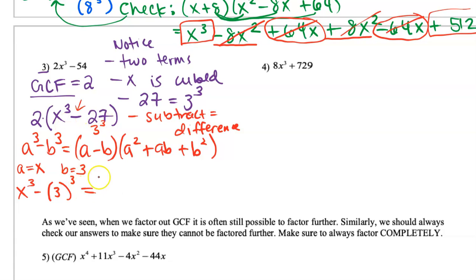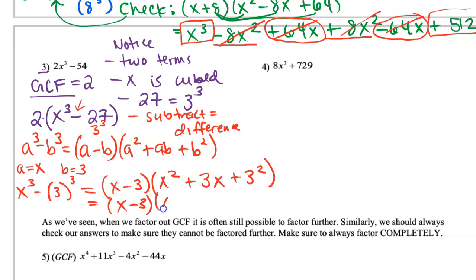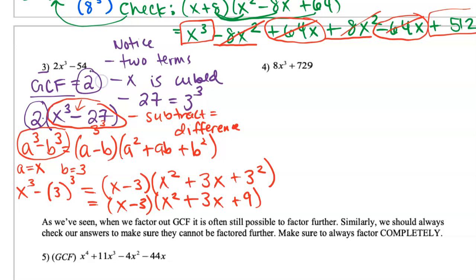So, according to my difference of cubes, a minus b would be x minus 3. A squared would be x squared. ab would be x times 3, but we write that as 3x. And then I'd have 3 squared. So that would be x minus 3, x squared plus 3x plus 9. That's the difference of cubes part. That's this part. But don't forget that we had the 2 in front, our GCF. So our final answer for number 3, so we had, remember, it started out this way, 2x squared minus 54.